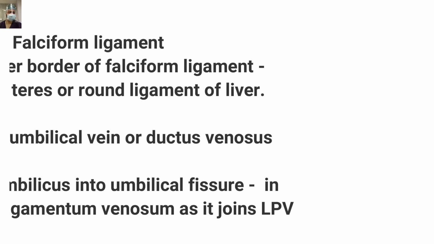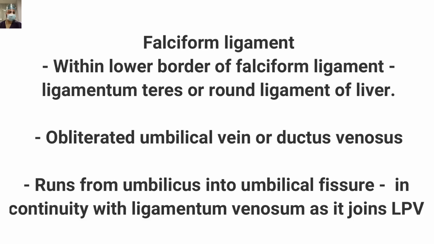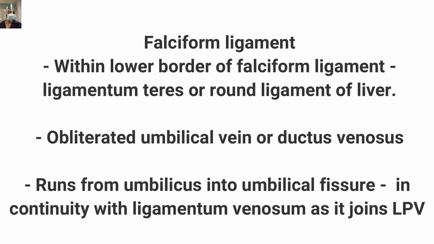As I said, in the free edge of the falciparum, there is the round ligament. It's also called ligamentum teres, the round ligament. It is part of the obliterated umbilical vein or ductus venosus. So this one structure is known by many names: the ductus venosus, the obliterated left umbilical vein, ligamentum teres or round ligament of the liver. It is the obliterated left umbilical vein which, from the umbilical fissure, continues into the left portal vein. It is called ligamentum venosum.